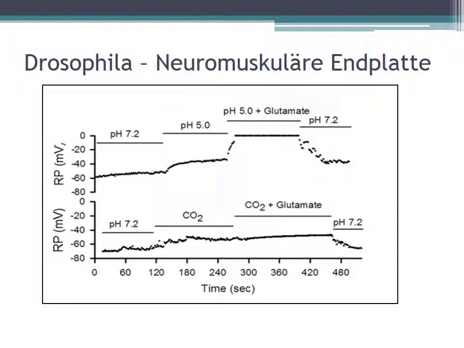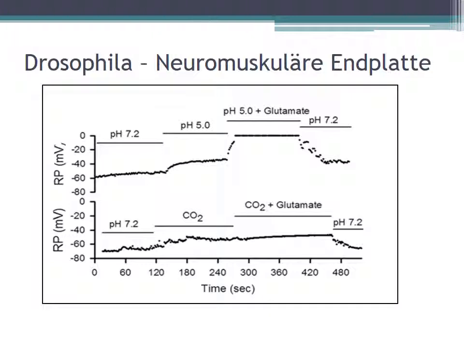We have the resting membrane potential on the y-axis and the time on the x-axis, as usual. First we have a pH of 7.2, which is the normal pH we usually use, and a resting membrane potential of about -60 millivolts. With the ammonium washout, we get a pH of 5.0 in the solution, and you can see a slight depolarization. Once you add the glutamate, it really depolarizes and the resting membrane potential goes up a lot, because that's a physiological condition, just like I explained.